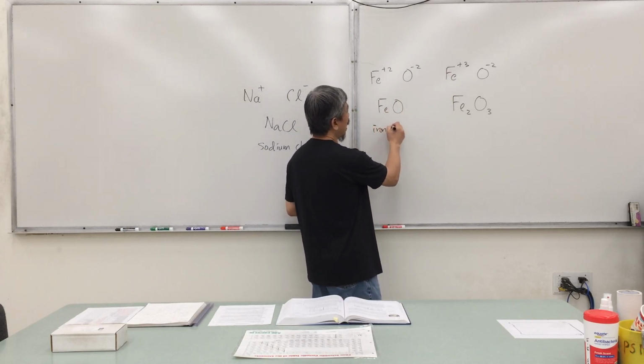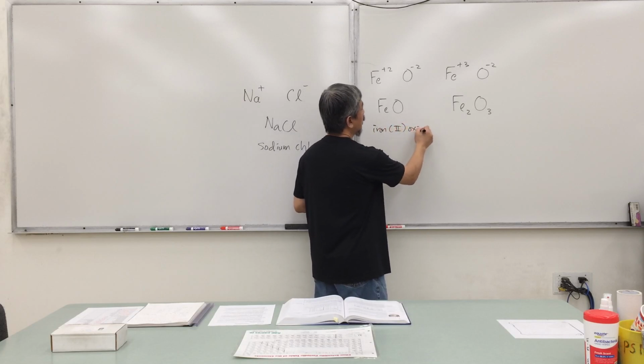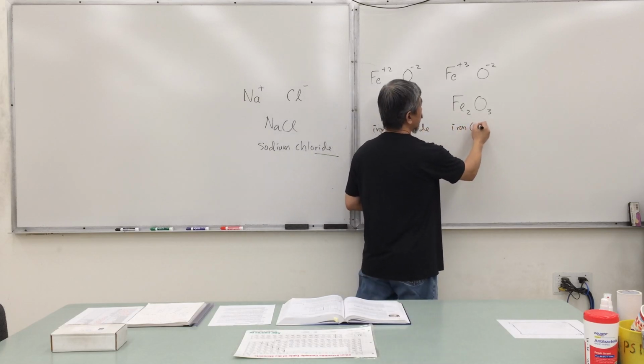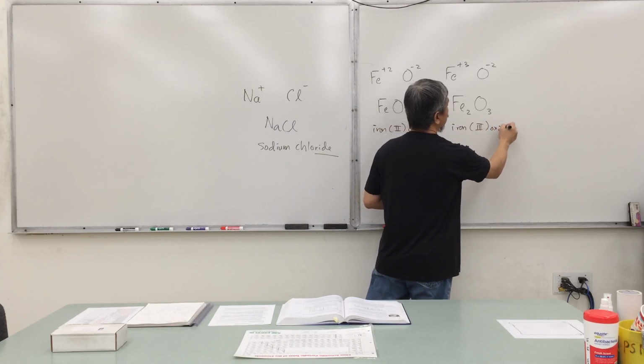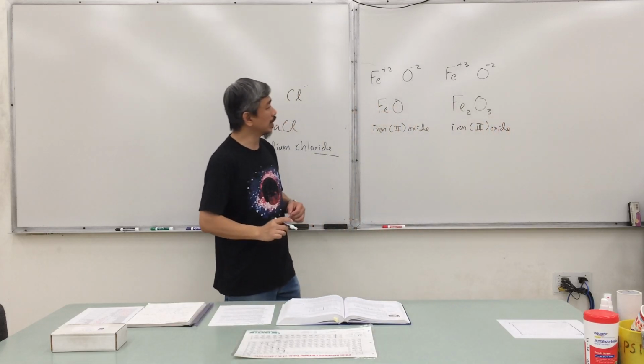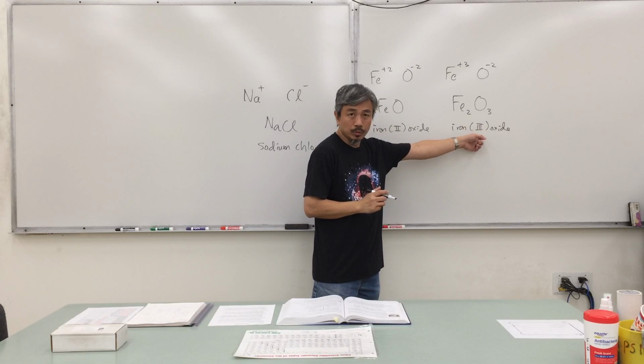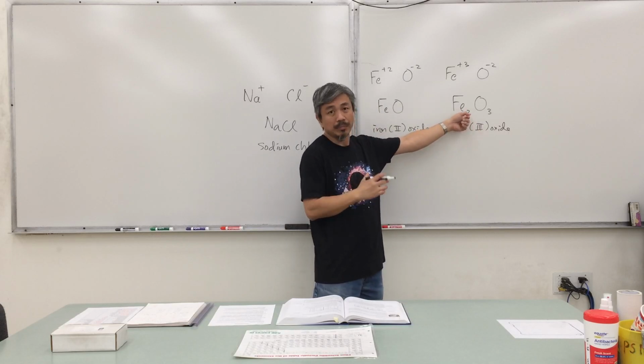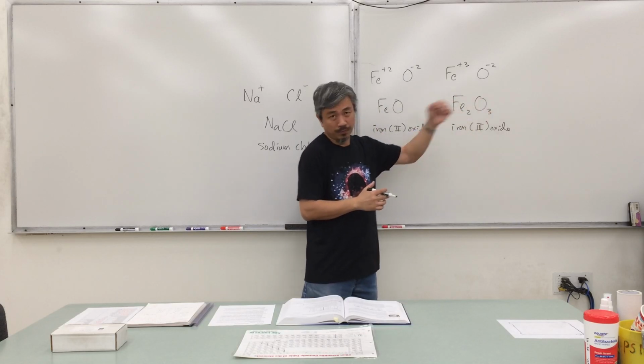So this would then be called iron 2 oxide. This is iron 3 oxide. Again, be very careful. We do not use the Roman numerals to associate with the subscript. A lot of people make that mistake. So this is not iron 2 oxide, for example.